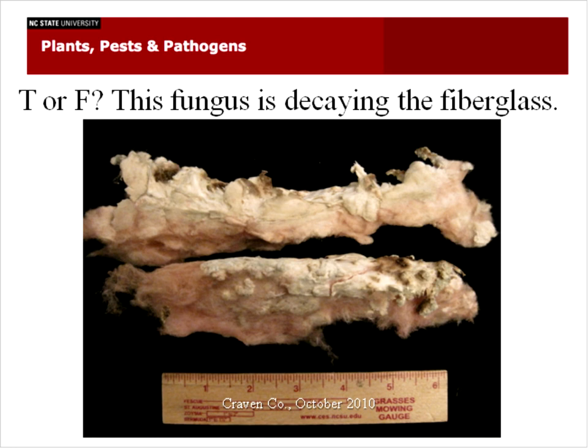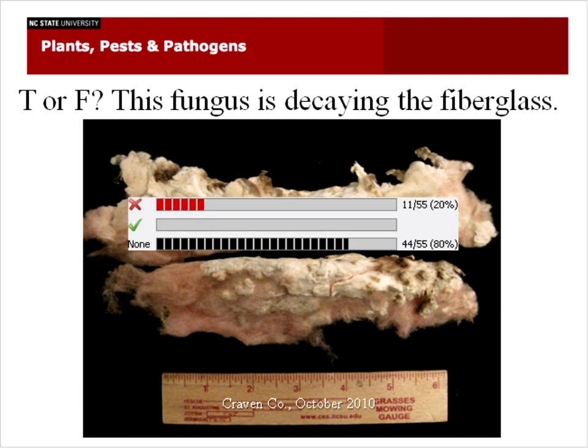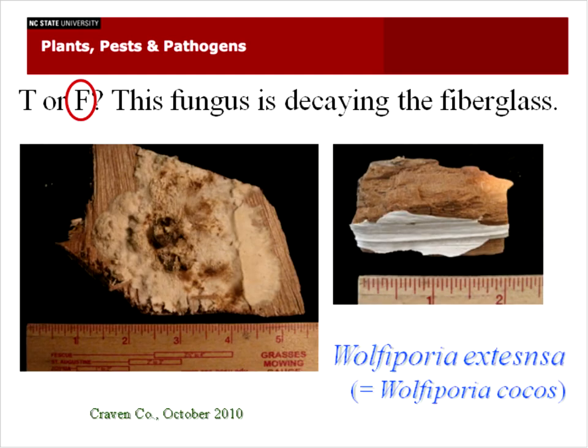Another interesting sample we got in October was this one, and the question is: is this fungus decaying the fiberglass? And we set ourselves up with a true-false. So green check if you think that this is decaying the fiberglass, and a red X if you think that it is not. All right, and the 11 who voted correctly. Yes, the fungus is not decaying the fiberglass. That is false.